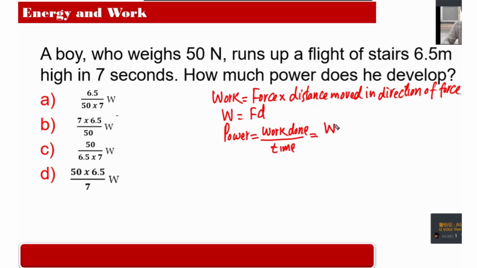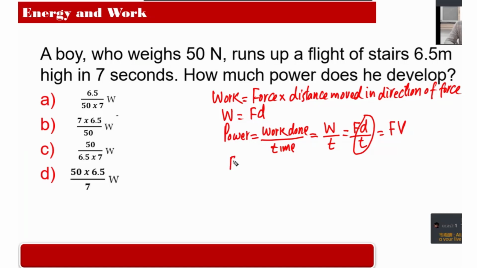We can also write W over T, or we can write W is equal to F times D divided by T. And if you look at this part, D over T, this is equal to velocity, so we can also say power is equal to F times V.